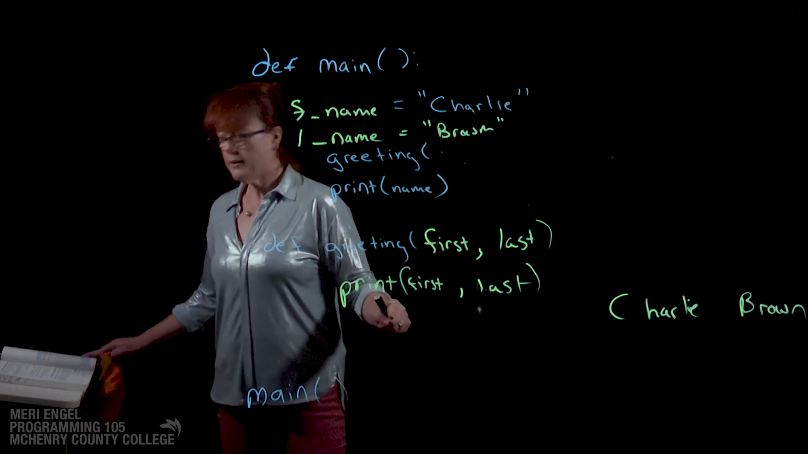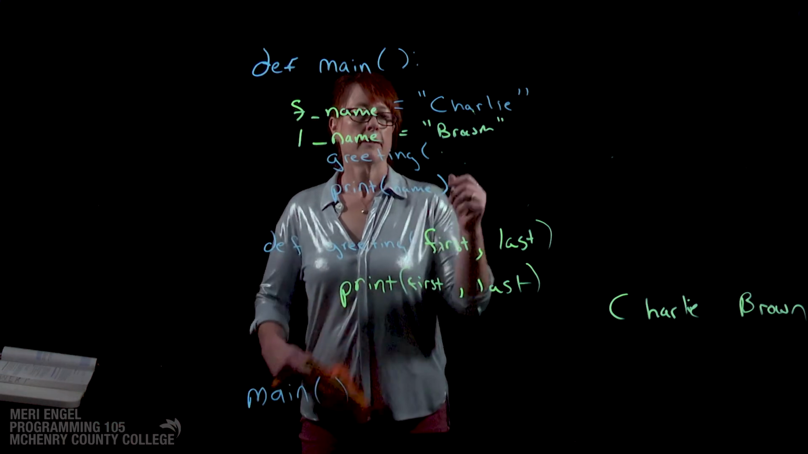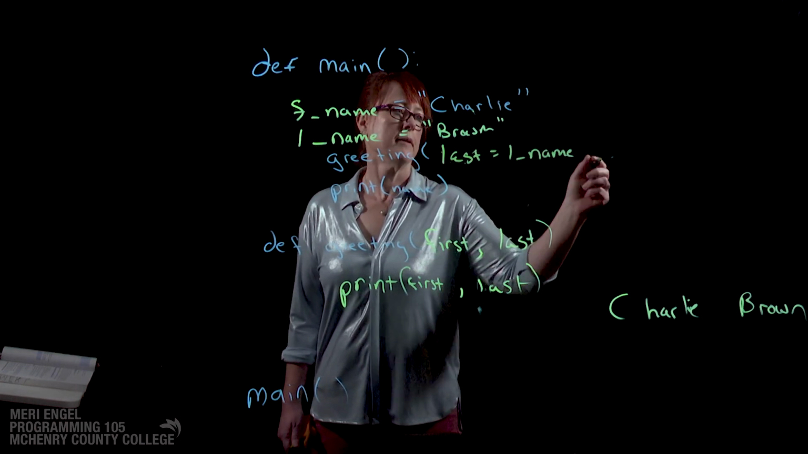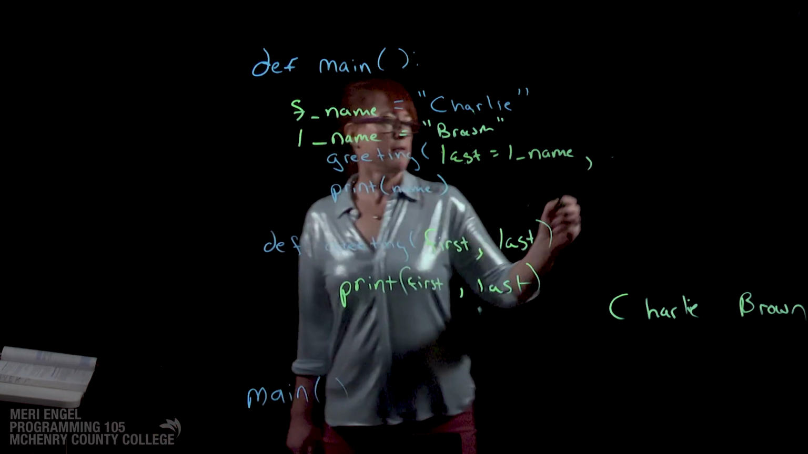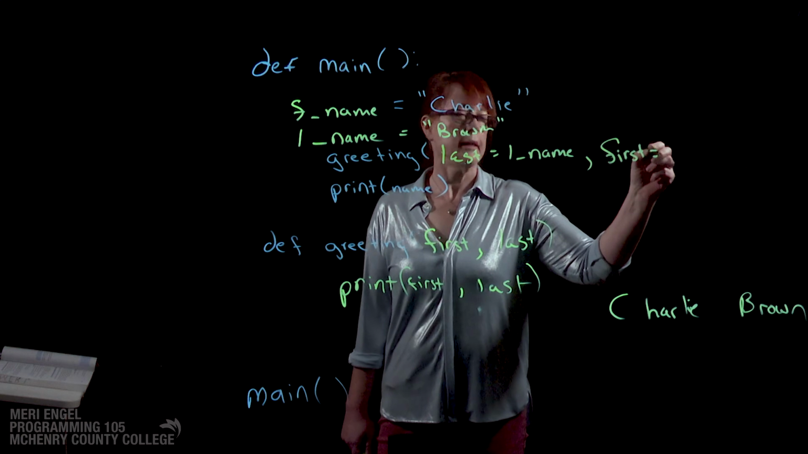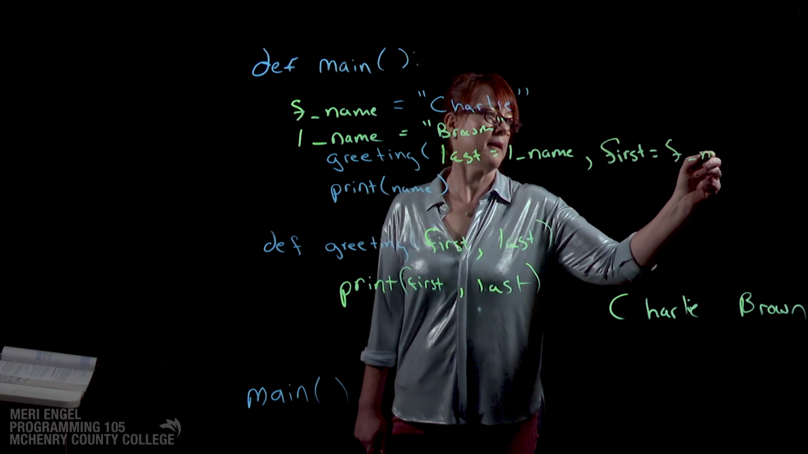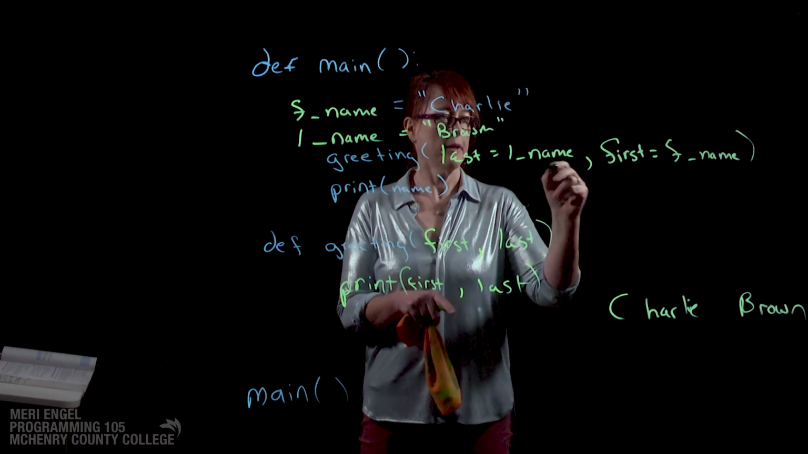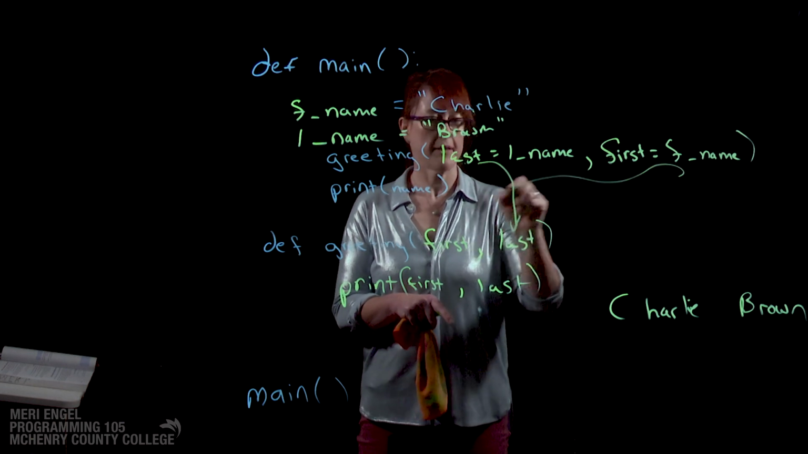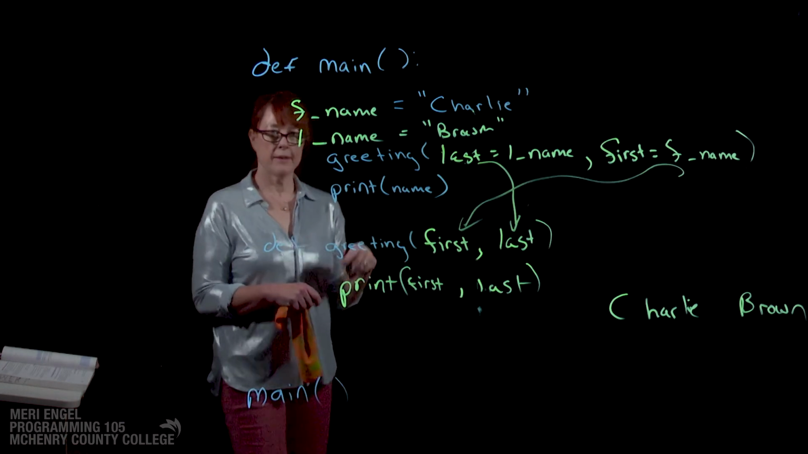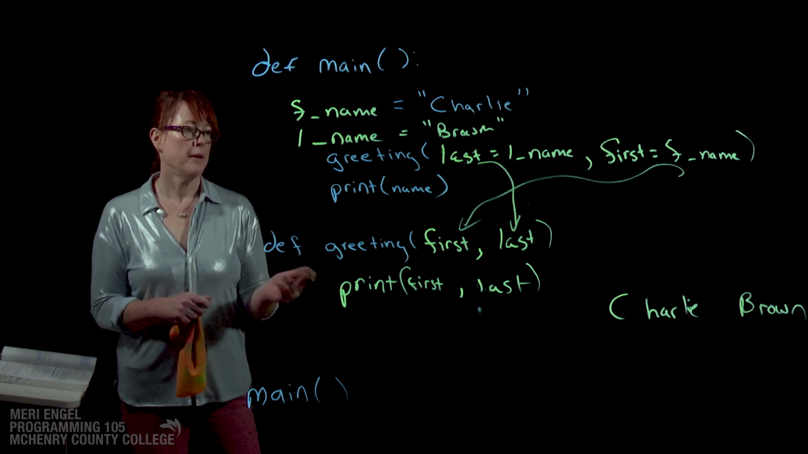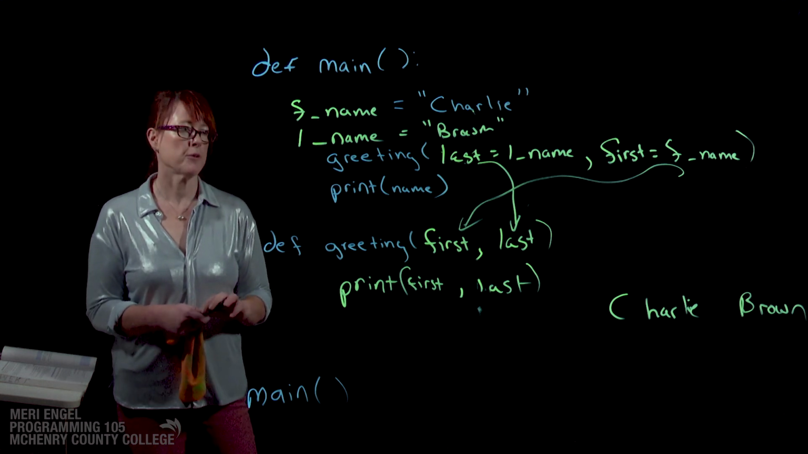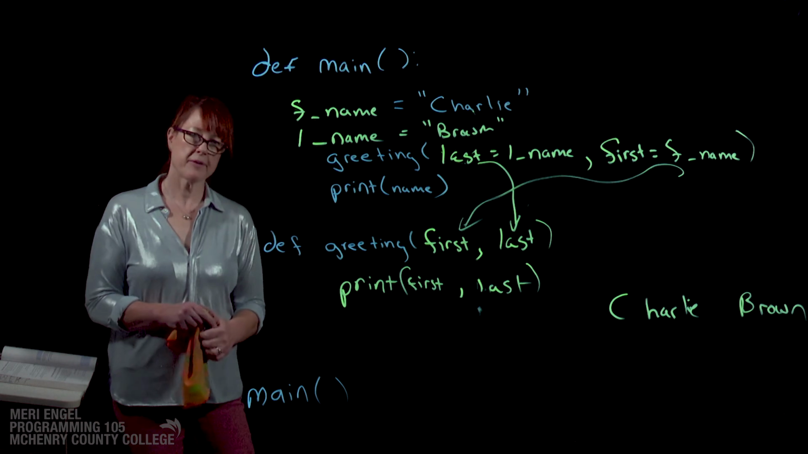I could send it as greeting, last equals L underscore name, comma, first equals F underscore name. And so it will match the names here, and last name will be stored in last, and first name will be stored in first. Typically in this class, you can do this, but I don't see it very often. We're normally just passing things in order because it seems to be a little bit simpler and more straightforward. So while this is allowed, at least in this class, not super common.